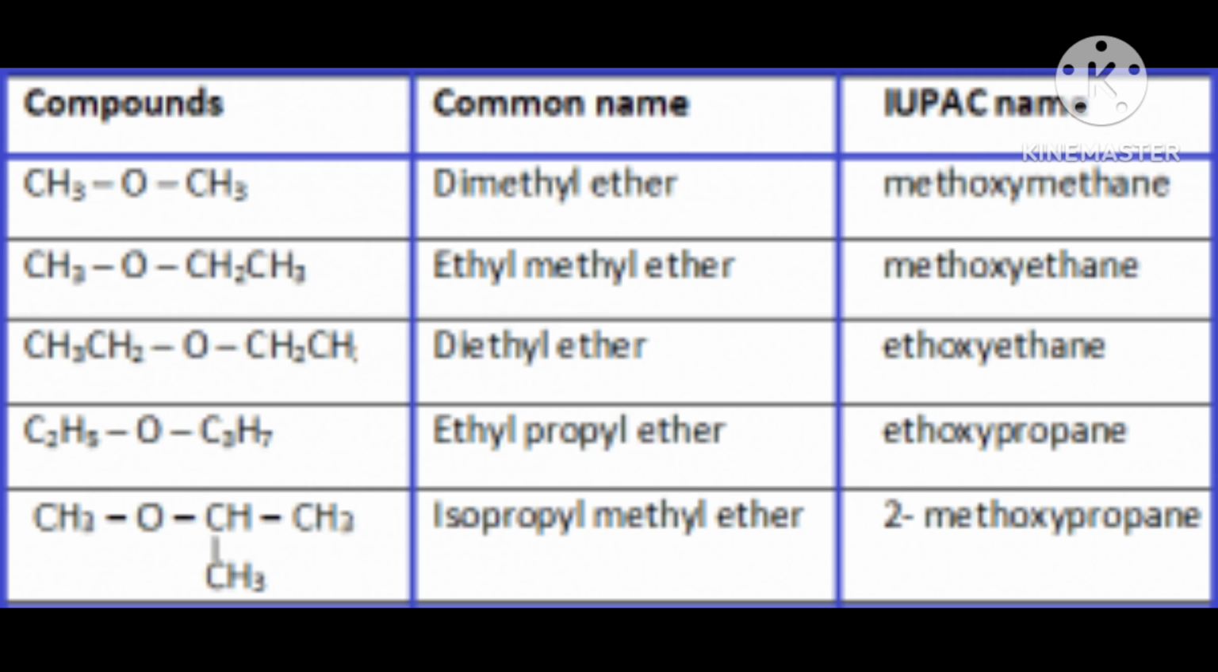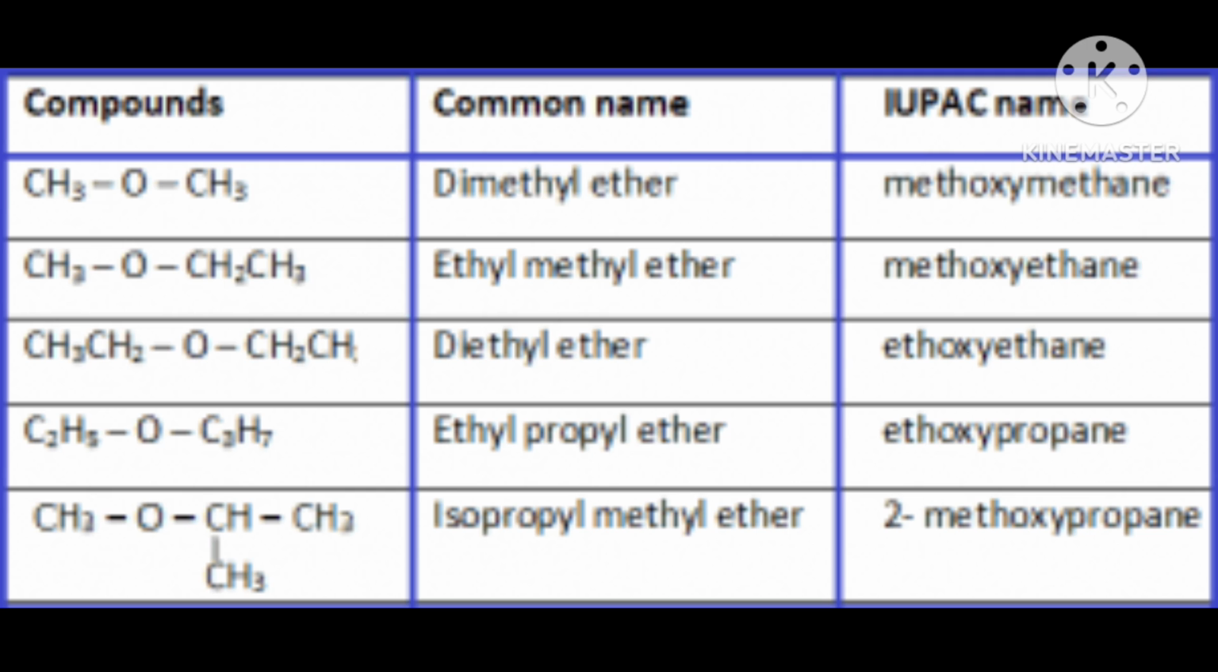Methoxy methane. This is because the methoxy group is attached to the methyl group. I can tell it is methane with one hydrogen gone, and in its place methoxy, CH3O, has attached. Hence you first write that group, and then the alkane name at the end, always. Then methoxy methane. Now the next example is C2H5 O C2H5.